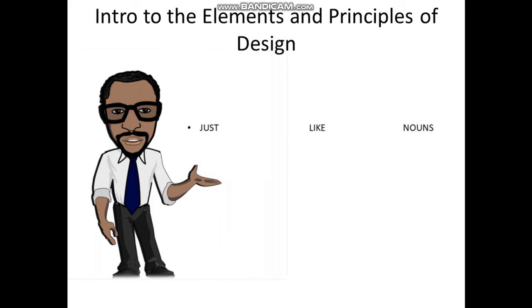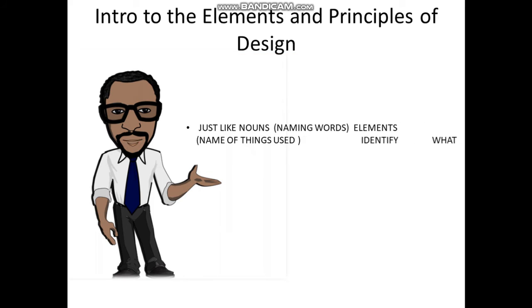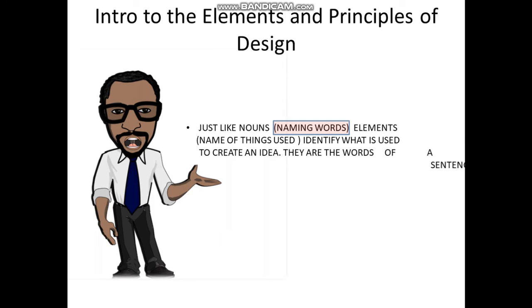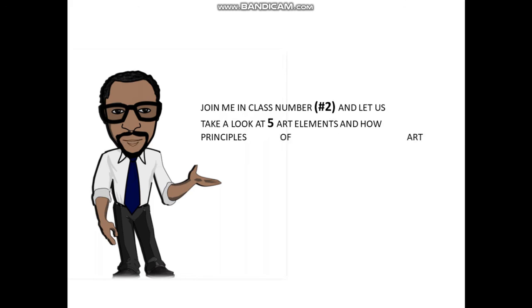Now, just like nouns, naming words, elements, name of things used, identify what is used to create this idea. So they are the words of that sentence. Join me in class number 2 and let us take a look at 5 art elements and how principles of art are used to create art pieces.